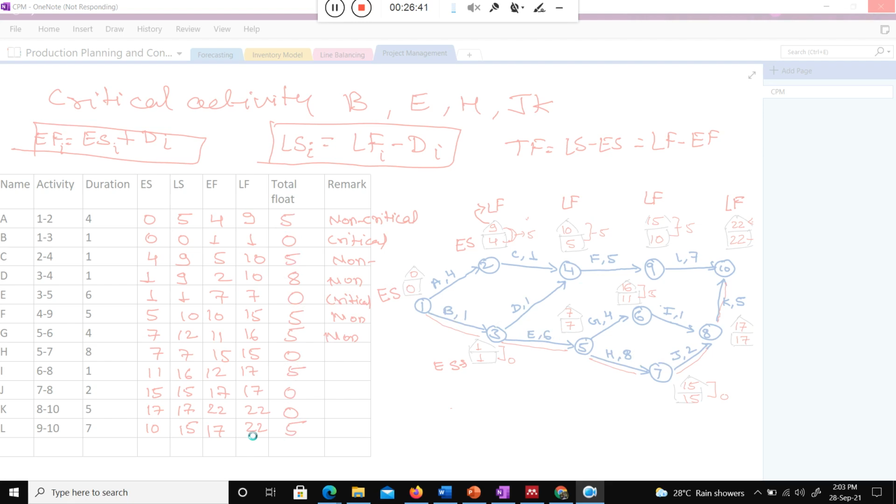Okay, so this is all about the early start, late start, early finish, late finish, and the total float. And total float indicates how much delay is feasible in a particular activity.